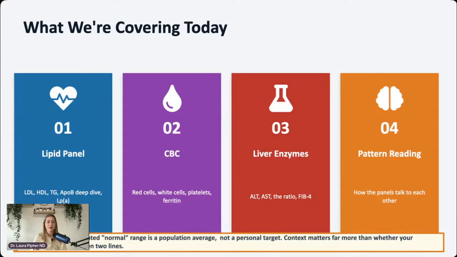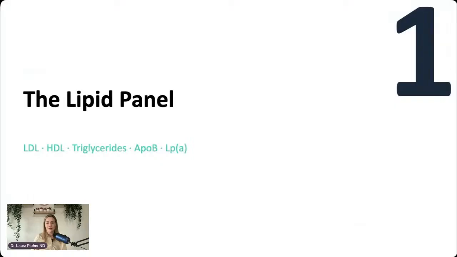So let's talk about the lipid panel. First and foremost, just to understand what that means, a lipid is basically a fat. Your body makes fats and uses them as building blocks and fuel. The lipid panel is a test that measures different types of fat and carrying proteins in your blood. Some of them cause damage over time. Some of them are protective. I want you to understand the difference in the different pieces of the lipid panel and why the numbers you see might not actually be the entire story.